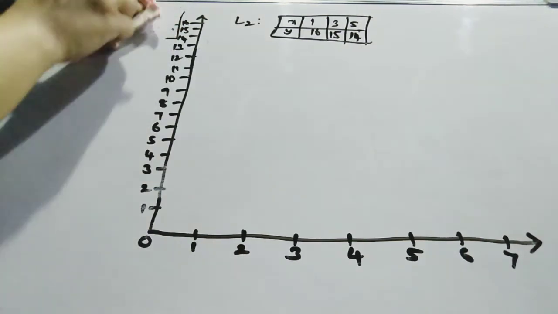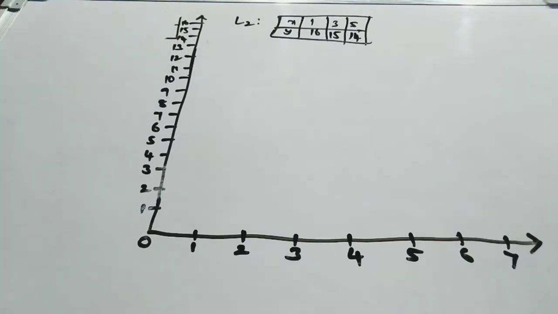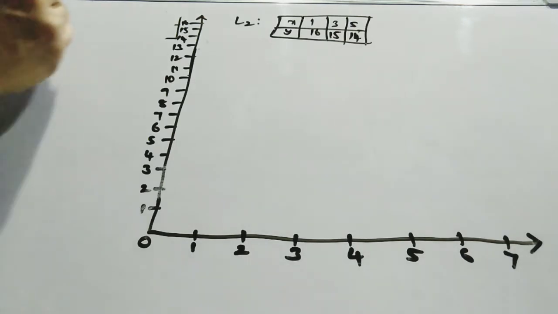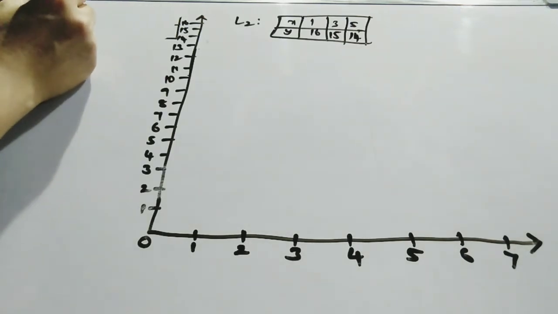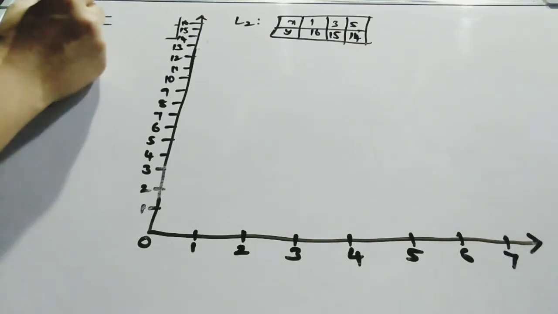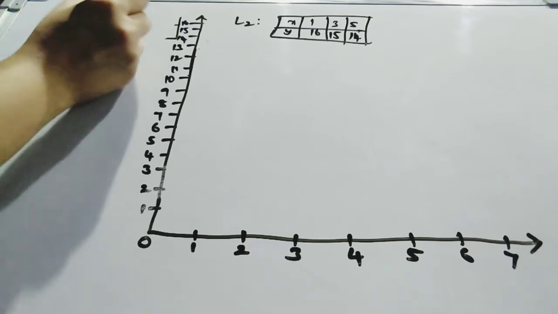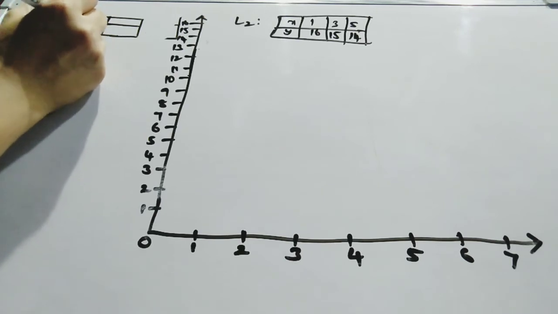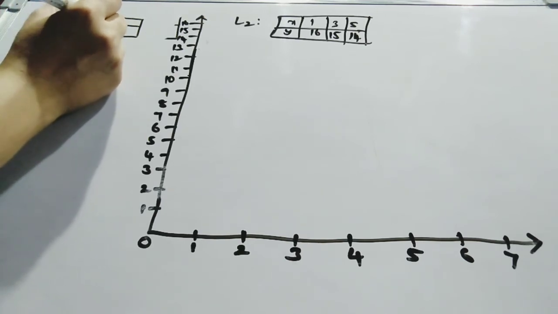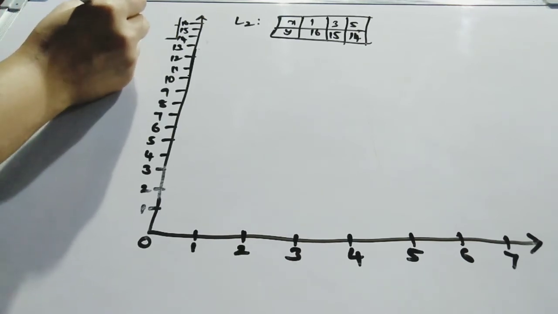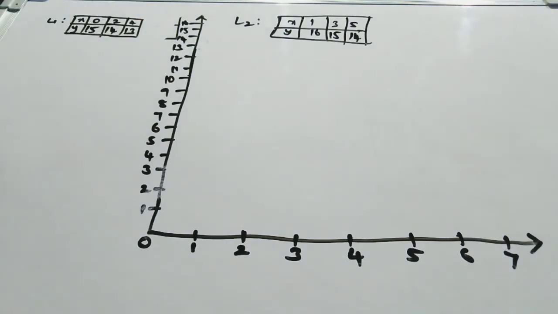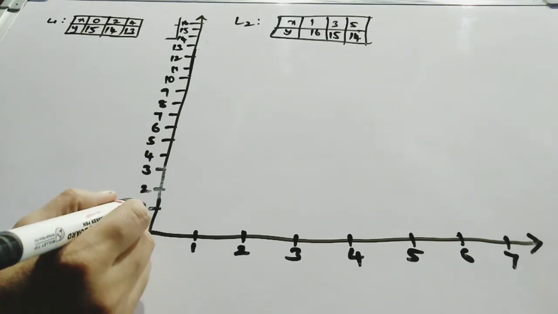I am rubbing out L1, and I am writing the L1 coordinates here. What is your L1? What x and y values are you getting? 0, 15; 2, 14; 4, 13. Just plot it. Let's start with the L1 line, the first straight line.